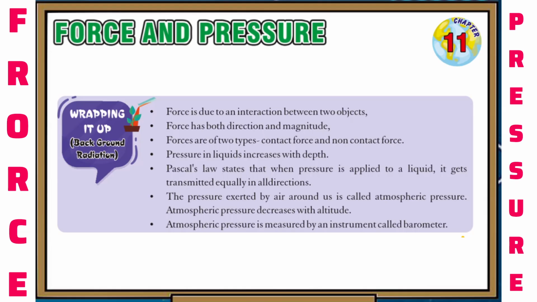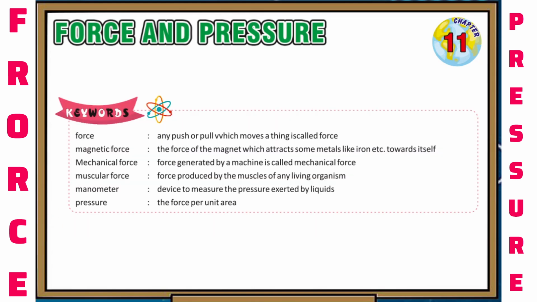The pressure exerted by air around us is called atmospheric pressure. Atmospheric pressure decreases with altitude. Atmospheric pressure is measured by an instrument called a barometer. So I hope you have understood these points. So now let's see some keywords. So first we will see what is a force.